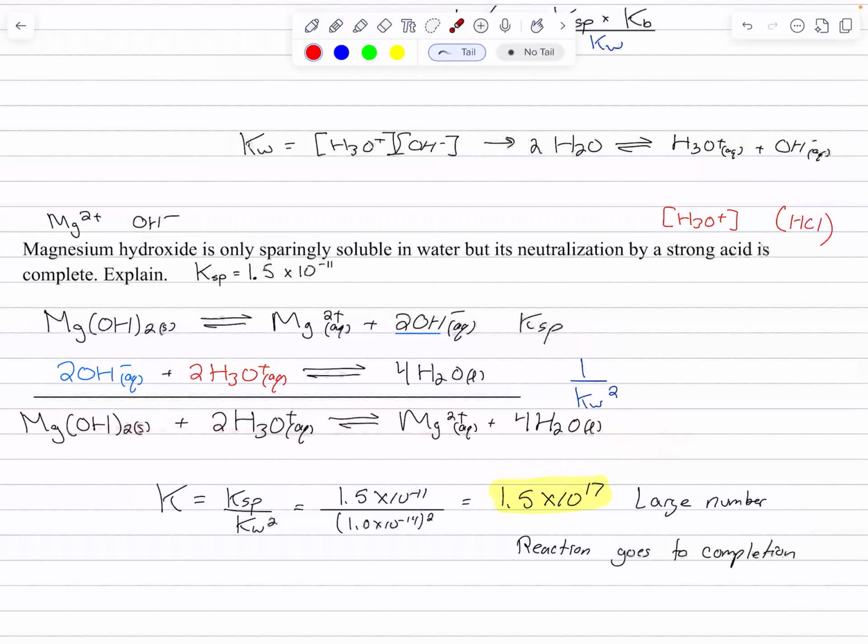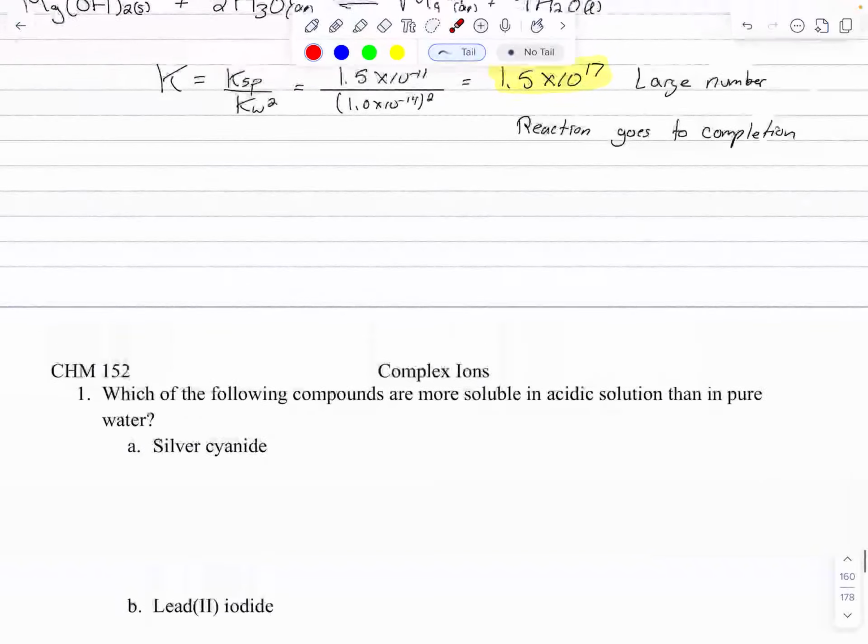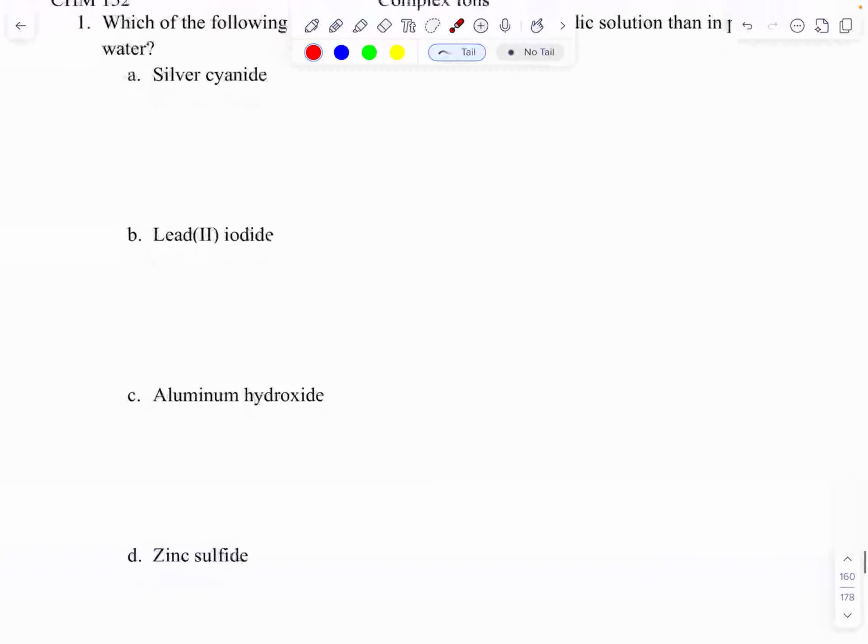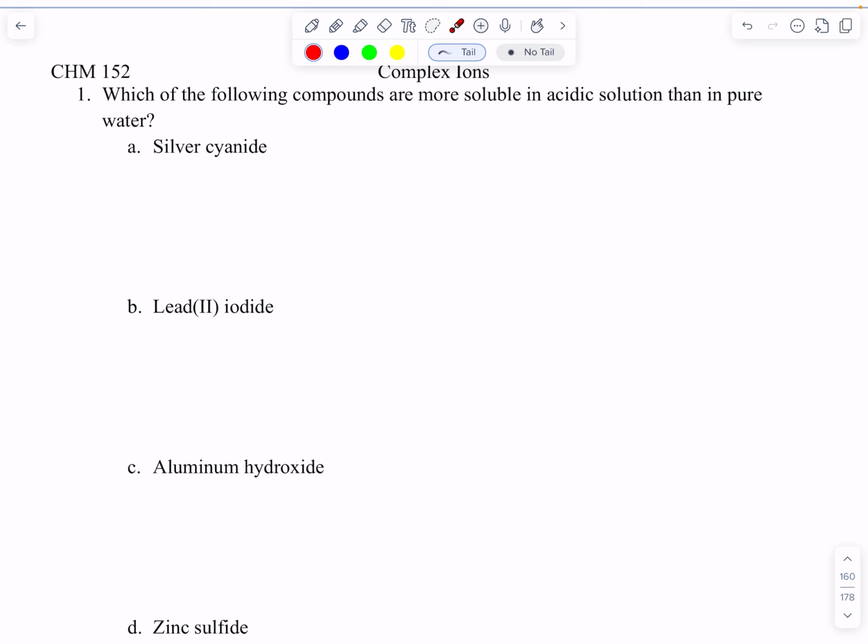All right. So now, let's do a couple examples. Which of the following compounds are more soluble in acidic solution? So if you're going to be more soluble in acidic solution, what do you have to have? Acidic solution, H3O plus, proton donor. So we need to find proton acceptors.